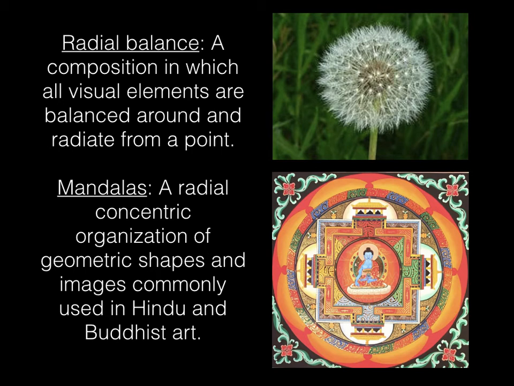All right, mandalas are a radial concentric organization of geometric shapes and images commonly used in Hindu and Buddhist art. So in the image we see at the bottom, there's a Buddha right in the middle, and then all these kind of patterns that are equally balanced going out from the center.